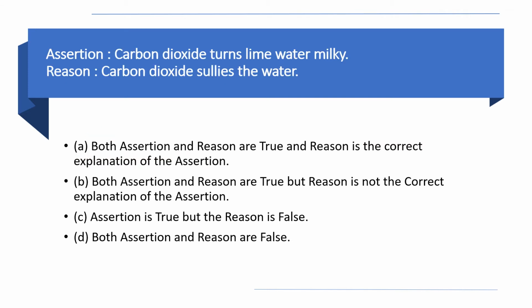Very good. Moving to the sixth question. Carbon dioxide turns lime water milky. Of course, carbon dioxide turns lime water milky. Now the reason: carbon dioxide sullies the water. Sullies means it adds impurity, or it makes the water dirty. That is wrong. So here the answer is: assertion is true, but reason is false.